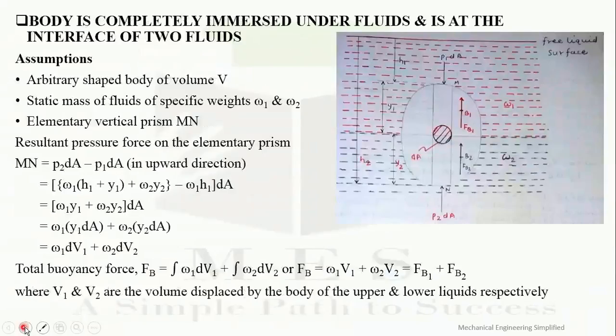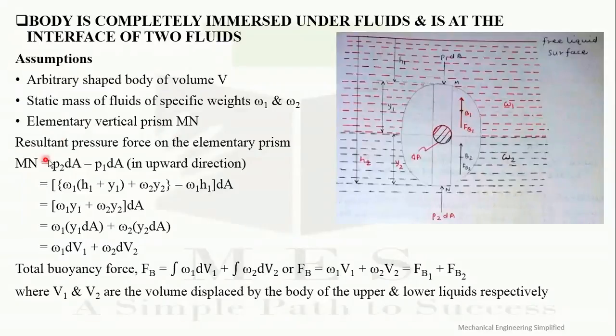Then the case when the body is completely immersed and is at the interface of two fluids. In the earlier case it was only one fluid, now it is in two fluids. This is one fluid and this is another fluid. We follow the same assumptions: an arbitrary shaped body of volume V in a static mass of fluids of specific weights omega 1 and omega 2, and the elementary prism MN.